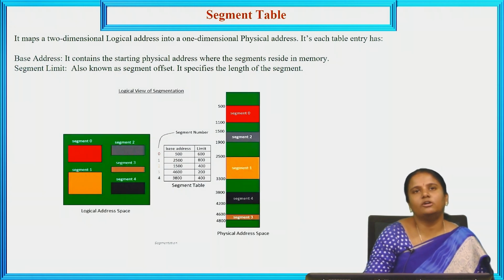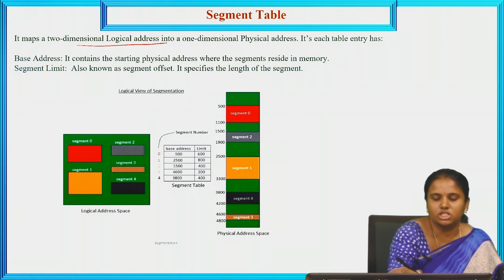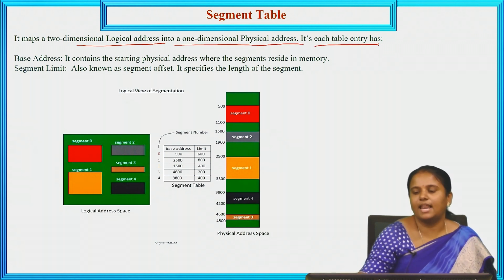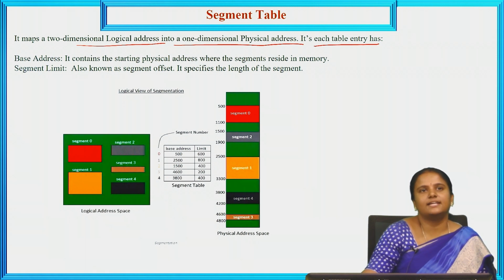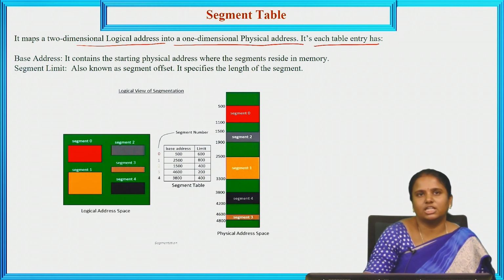So how are we going to map using this segment table? It maps a two-dimensional logical address into a one-dimensional physical address. Each table entry has a base address and a segment limit. So it maps the two-dimensional logical address into a one-dimensional physical address. And the entries the segment table has are the base address and the segment limit.